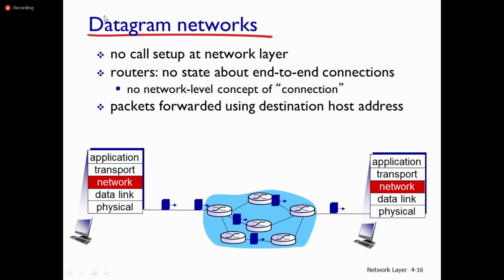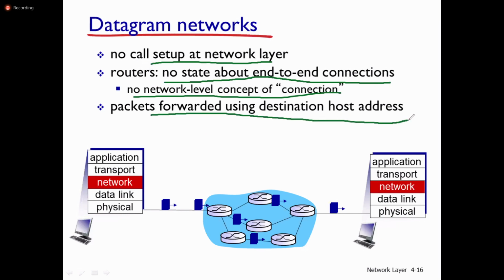In datagram networks there is no call setup. Routers keep no state about end-to-end connections; they need not maintain these connections. There is no network level concept of connection. Packets are forwarded using the destination host IP address. But in the case of virtual circuits, each packet is assigned a virtual circuit number, whereas in datagram networks packets are forwarded using the destination host address.